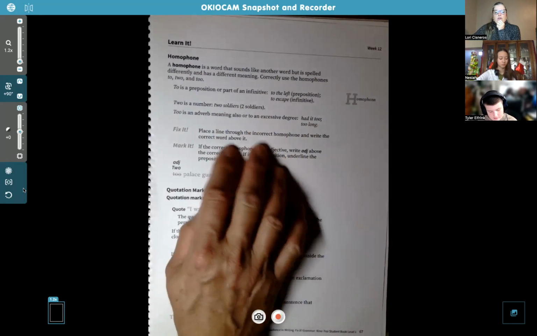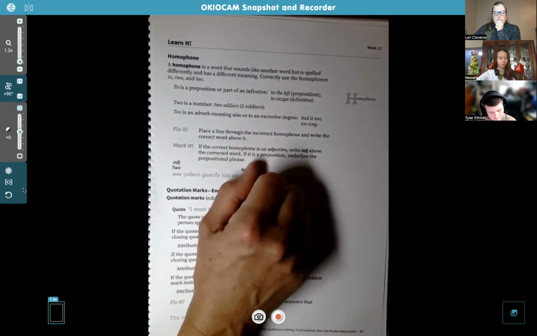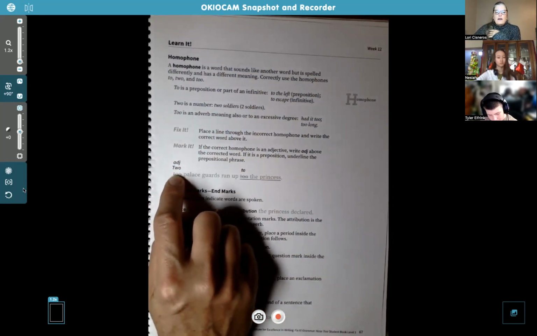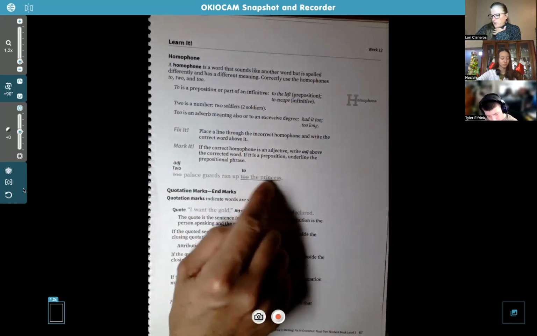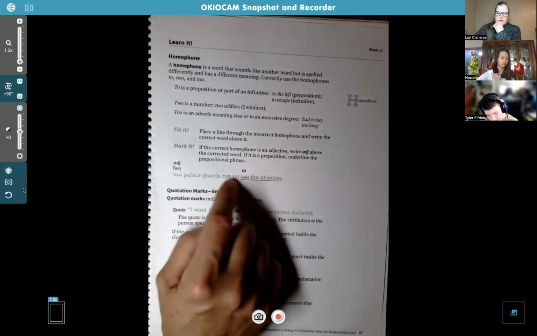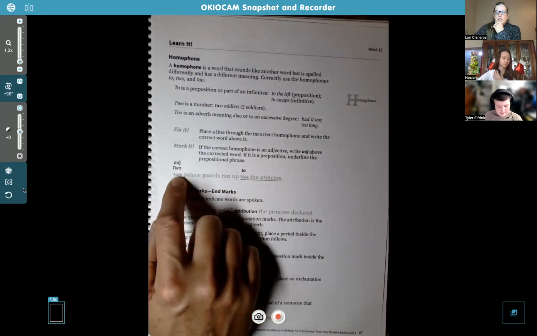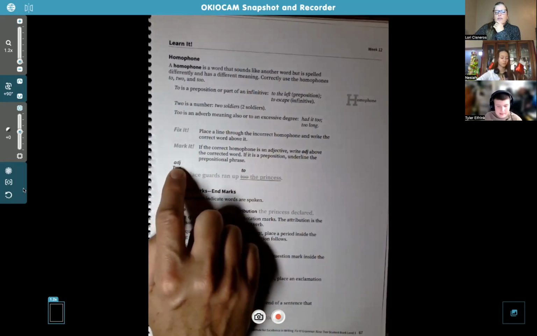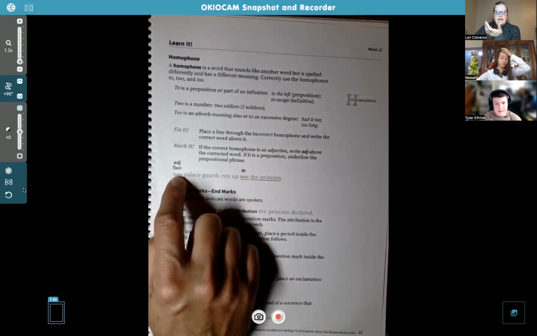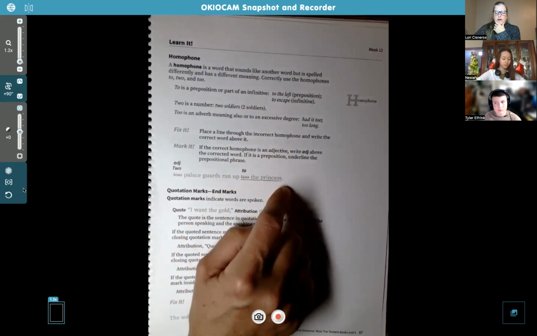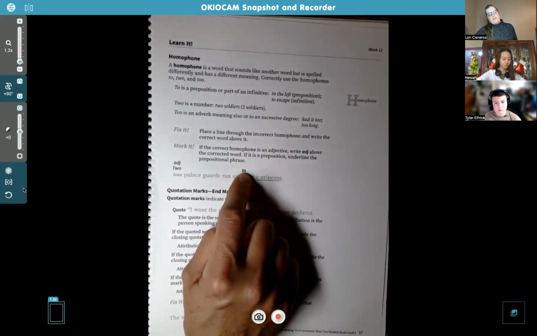So they're going to do this wrong on purpose in this book, and then you have to find the ones that are incorrect, and then you're just going to draw a line through it and write it the correct way above it. Like this example here, two palace guards ran up to the princess. So this should be the number two palace guards, T-W-O, and that becomes an adjective telling how many. And then here, to the princess is a prepositional phrase. So not T-O-O, but just T-O.